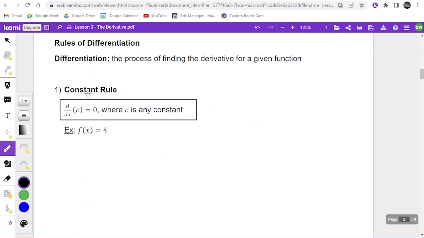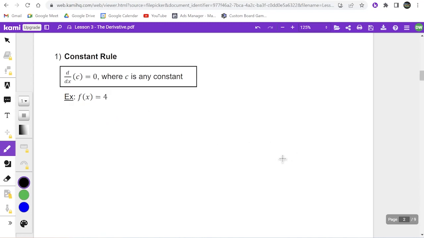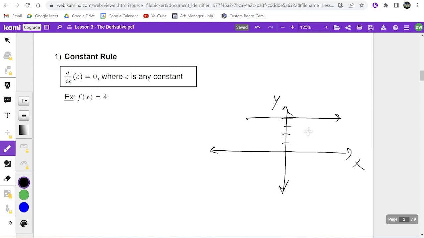So the first one is the constant rule. What's a constant? It's just a number. There's no x next to it. So let me just show you a graph of what this function looks like. This is the function f of x equals 4. If I want to graph f of x equals 4, then that is literally just a horizontal line at 4 tick marks above. So there's y equals 4. Or I called it f of x equals 4. Basically the same thing.